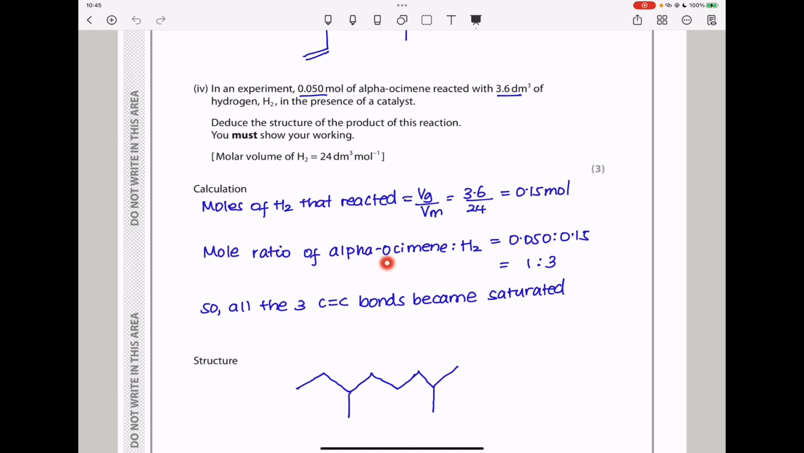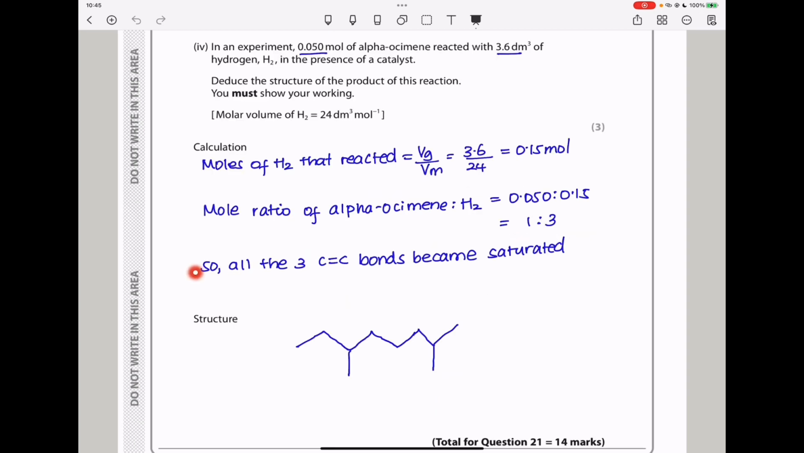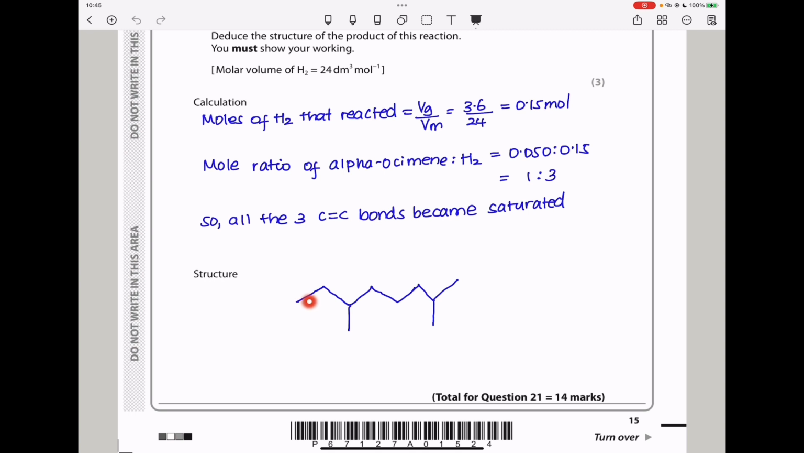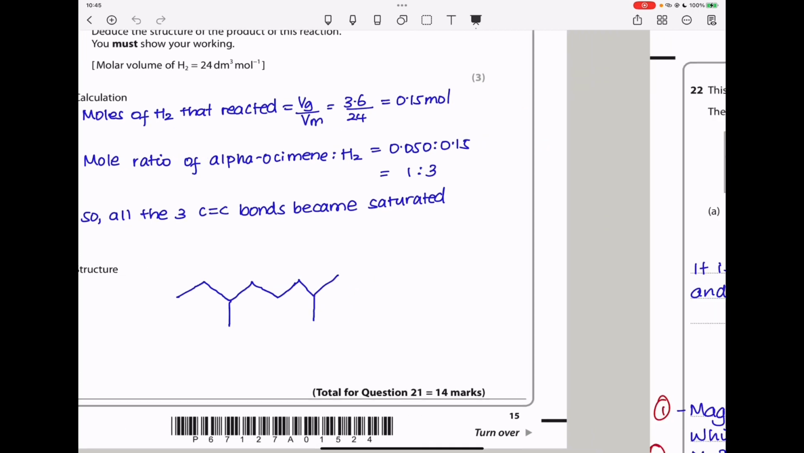Then the mole ratio of alpha-ocimene to hydrogen is going to be 0.05 to 0.15 because we know this is given and we have calculated this. So the ratio finally becomes 1 to 3, which means 3 hydrogens reacted with 1 mole of alpha-ocimene. And that means all the 3 carbon-carbon double bonds became saturated. So the structure should be this, meaning all the double bonds disappear, and this is what is left. So this brings us to the end of question 21. Let's continue to question 22.